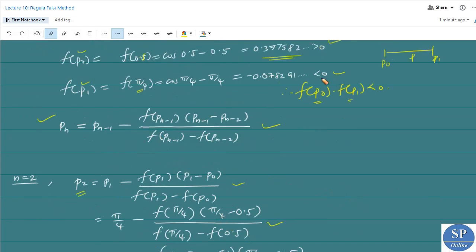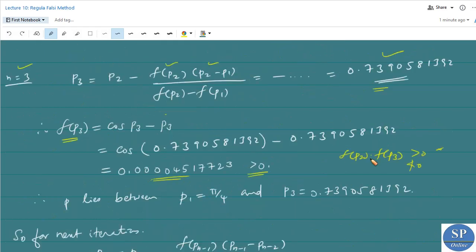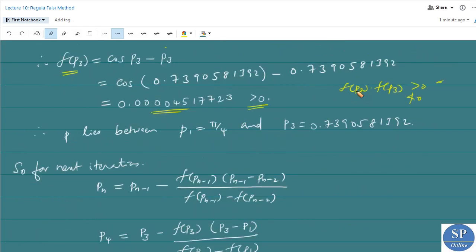Previously we obtained that f of P1 is less than 0. So we can replace this P2 by P1. From this, f of P2 into f of P3 is greater than 0, not less than 0. But we have f of P1 into f of P3 is less than 0, because f of P3 is greater than 0 and f of P1 is less than 0. That means the root P lies between P1 and P3.